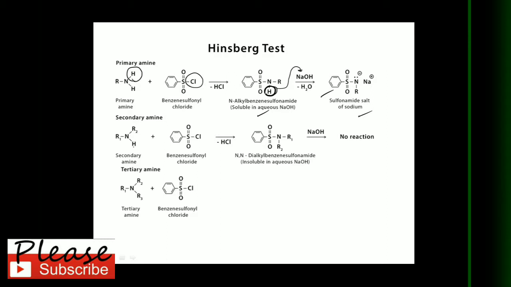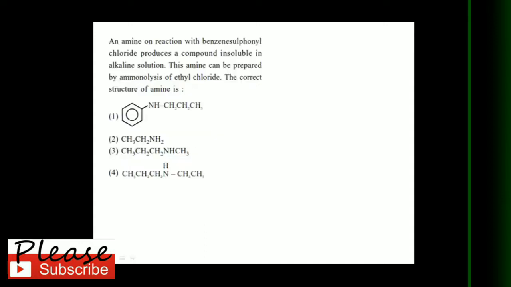Secondary amines react with benzene sulfonyl chloride, but in the product there is no acidic hydrogen. That's why it is insoluble in NaOH, so with aqueous NaOH there is no reaction. With a tertiary amine, there is no hydrogen, so tertiary amines cannot react with benzene sulfonyl chloride. So in the question, the amine reacts with benzene sulfonyl chloride to produce a compound insoluble in alkaline solution. So it is actually a secondary amine.